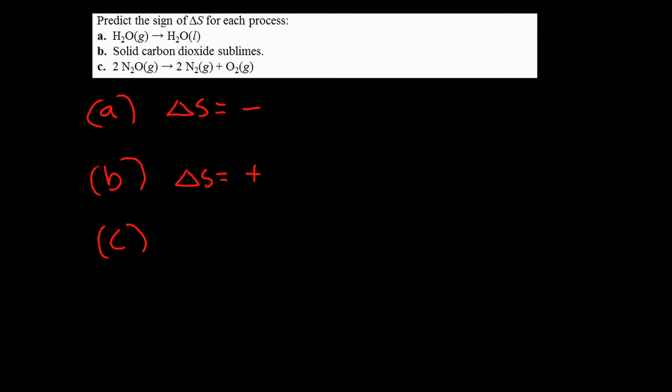Part C, it's a little bit tougher to tell, because everything that's involved here is a gas. But if you notice, we have 2 moles of gas on the left and 3 moles of gas on the right. So because we have 3 moles of gas on the right, delta S is positive. We have more moles of gas on the right than left, so we are going to a higher entropy system, and so delta S is positive.